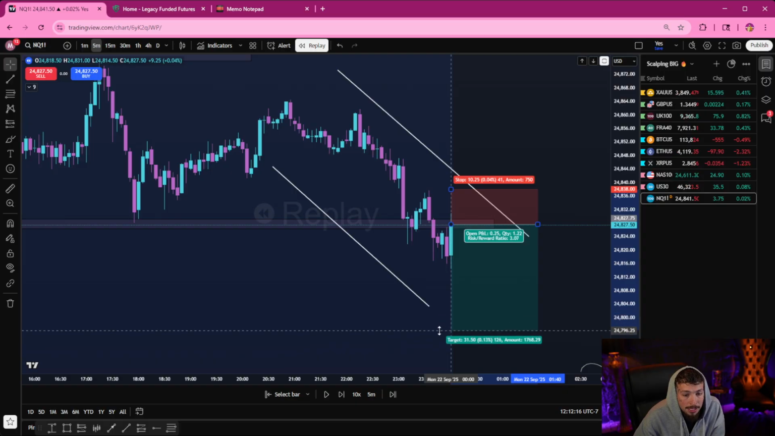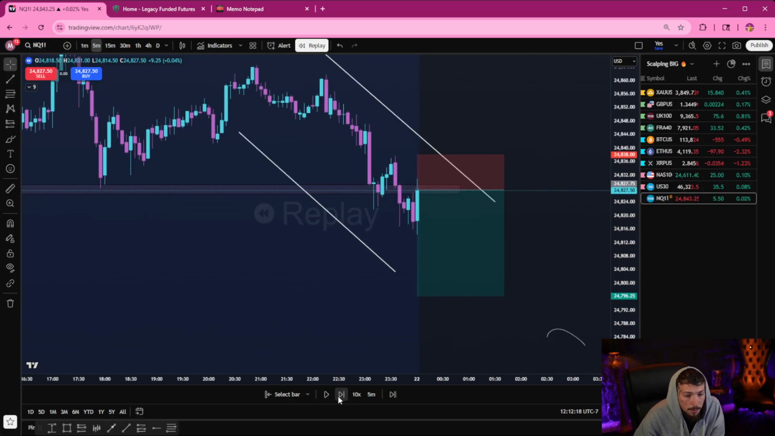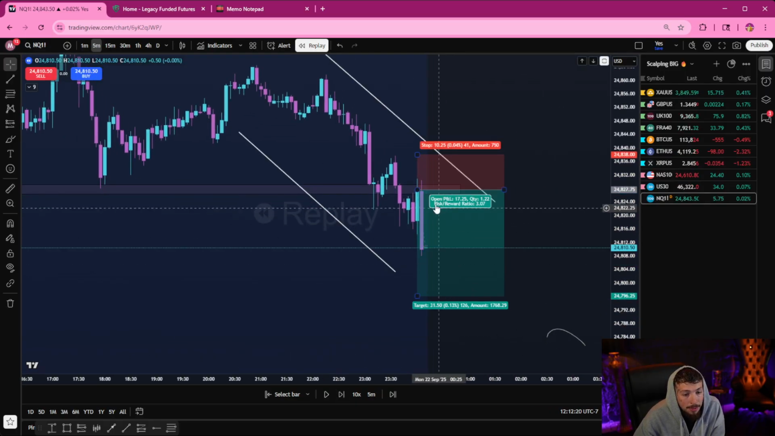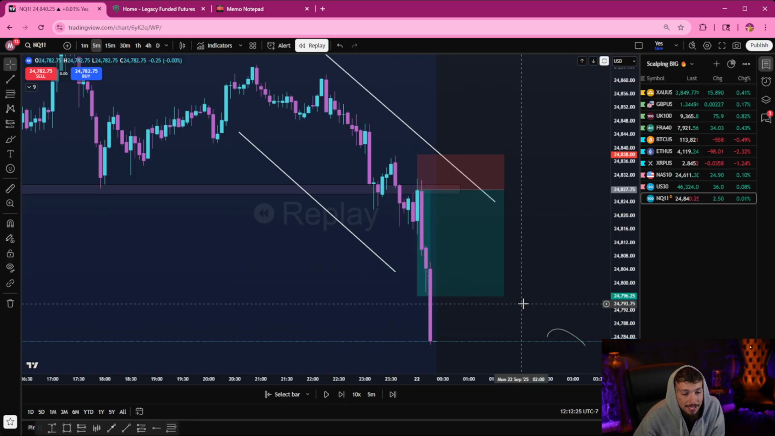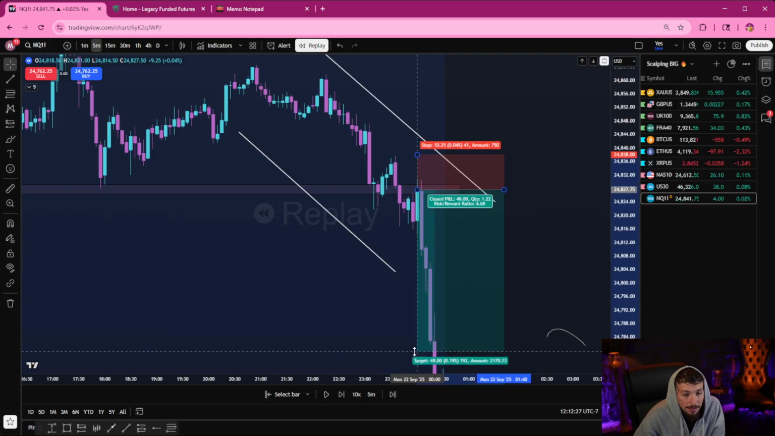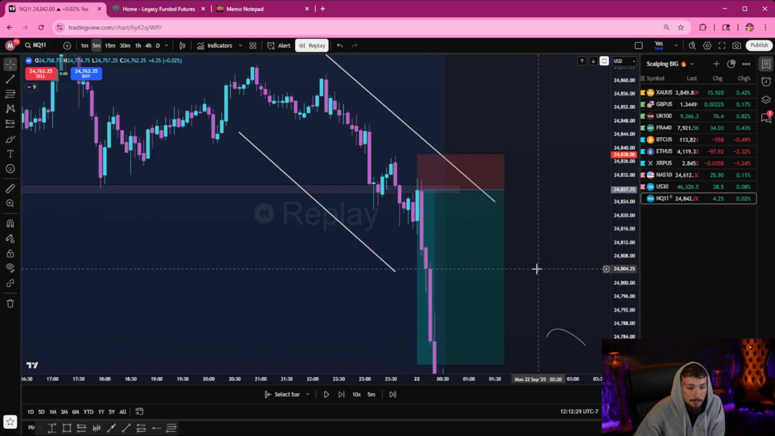If we go for maybe a simple 1 to 3, you never know. You never know what might happen, but look at that. Just like that. We could even have gone for a 1 to 5. What a move. But we just found a position.